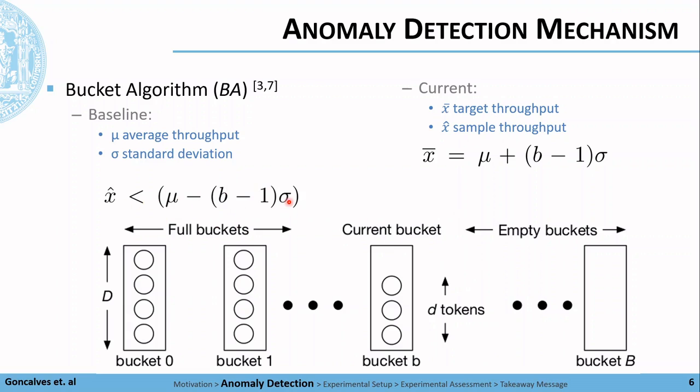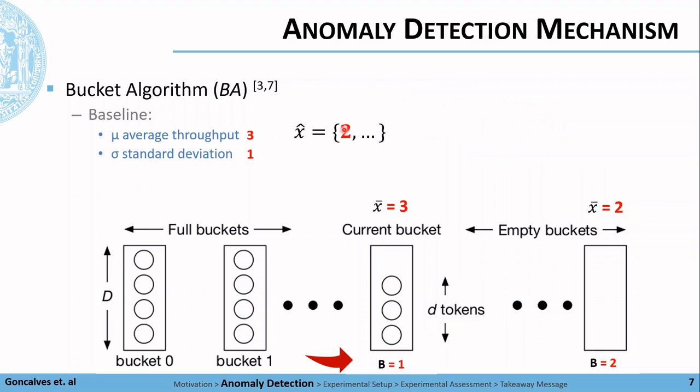Otherwise, a token is removed. So let's assume a hypothetical instantiation of the average throughput of 3, standard deviation 1, 2 buckets with the same depth of 4. The first bucket already has 3 tokens, and the sample throughput observed in the system is 2. This implies that a token should be added in the first bucket, and the next sample is also 2, which again will add a token in the bucket.